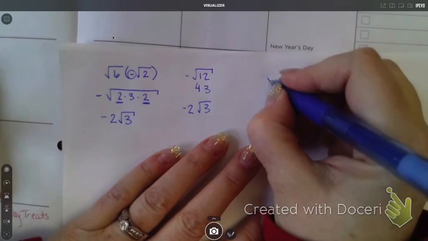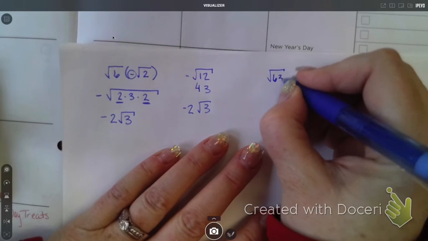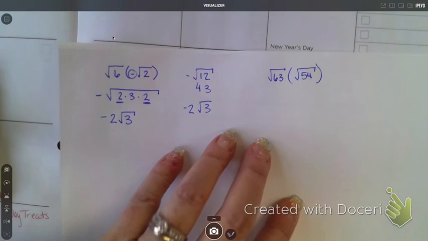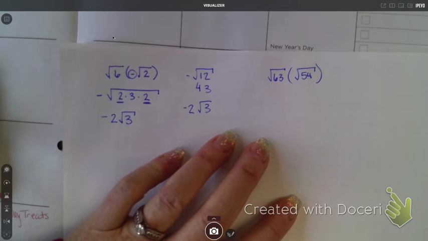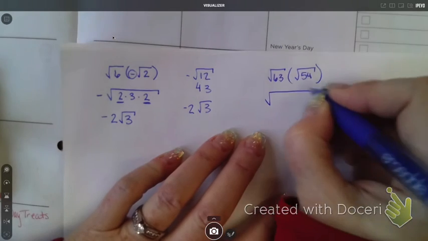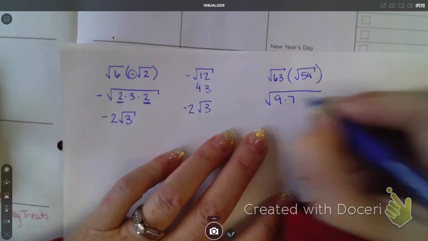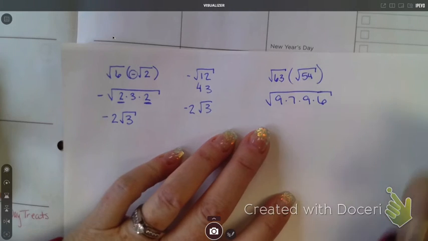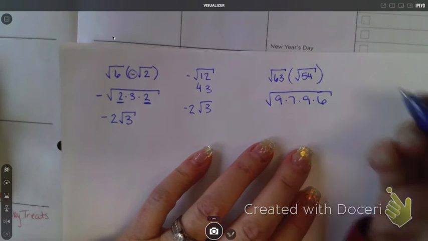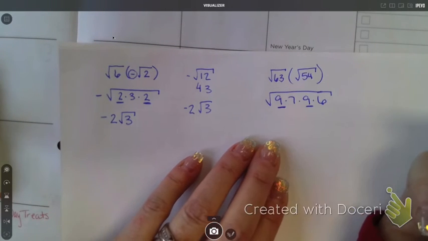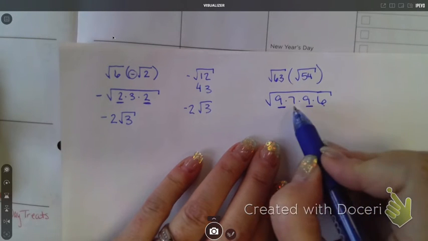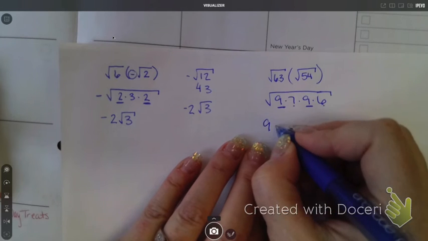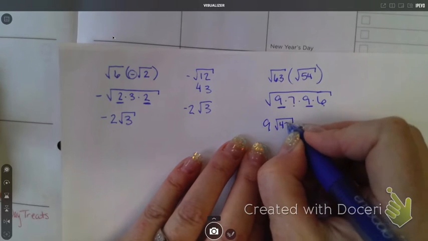Okay, so if I had the square root of 63 times the square root of 54, do you want to multiply out 63 and 54? No, I don't. So what I do is I start breaking it down. I know I got 9 and 7, and I got 9 and 6. That way, I don't have to multiply those out. I can bring out a set of 9. This is going to be 2 and 3, and this is going to be 7. So there's not going to be any more pairs, is there? So it's going to be 9 square root of 42.